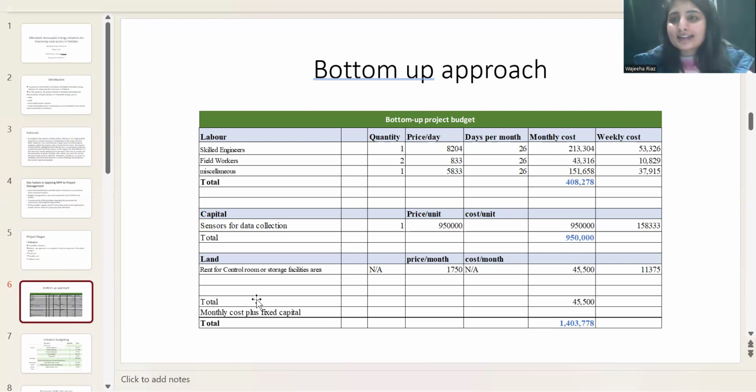I collected the data from Indeed and from the costs of previous projects in Pakistan. For skilled engineers, I required only one in the initial phase, just to give us information about how it is going to happen in the future. The per day price is 8204. After the bottom-up approach analysis, the total cost is 1403778 in Pakistani rupees. In this approach I did the quantity, the price per day or per month, calculated the monthly cost and weekly cost, and after that calculated the whole budget for the initial phase, to estimate in which direction the project is going.